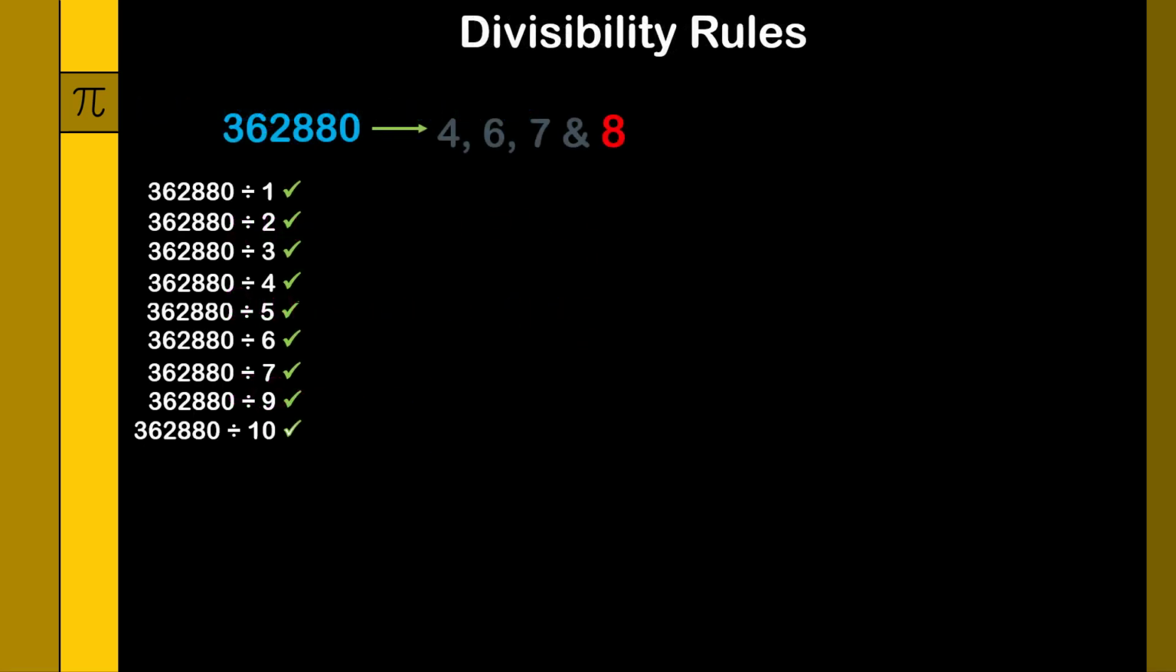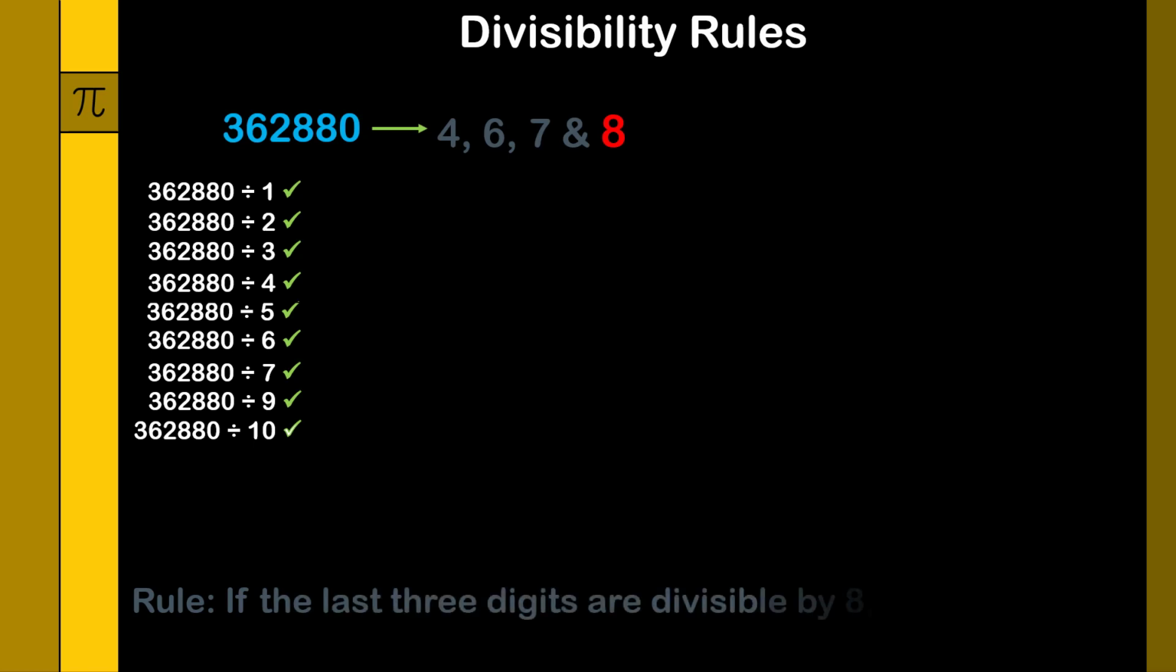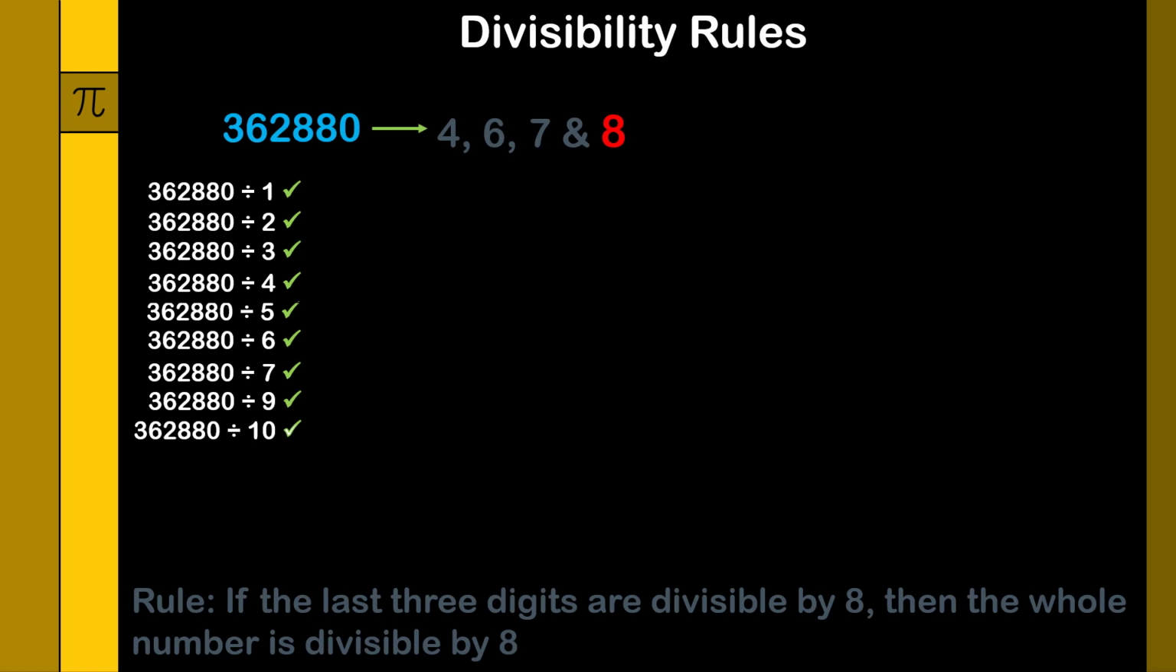Finally, we look at 8. Don't worry, it's nothing like 7. The rule is very simple. If the last 3 digits are divisible by 8, then the whole number is divisible by 8. That's it. I know it's a little hard to divide 3-digit numbers by 8, but it is still easier than dividing a 5, 6, or 7-digit number by 8, right?